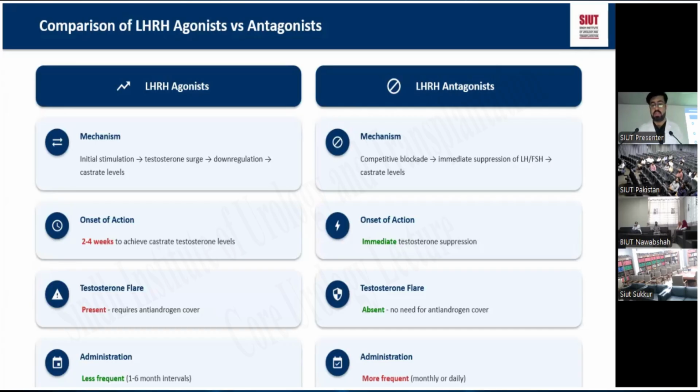The only drawback of LHRH antagonists is that you have to give them more frequently, monthly or daily. Other than that, it's better than LHRH agonists.